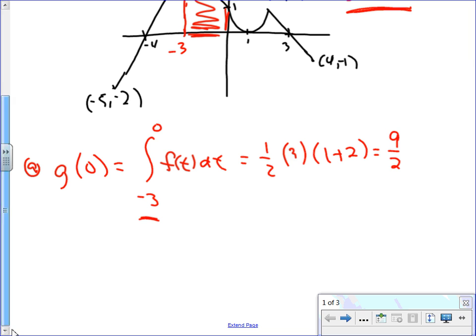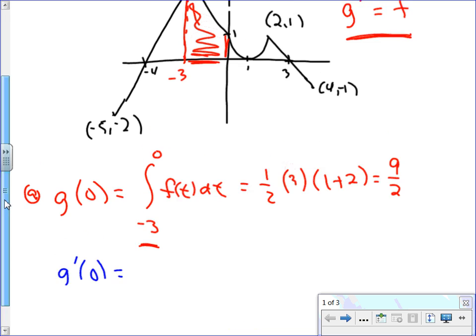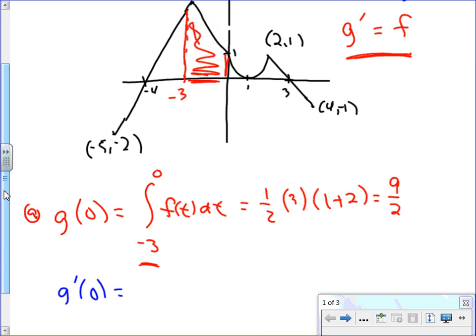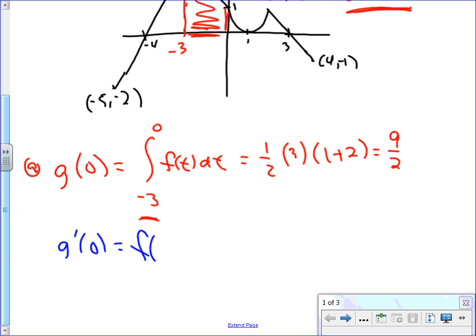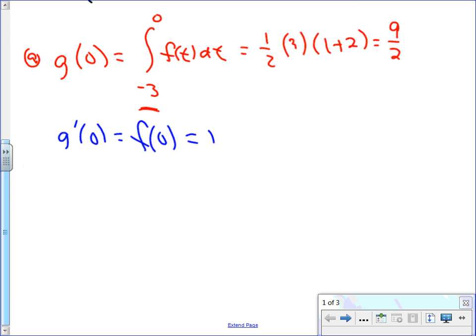Great. Next question, or part of the same question, is G prime of 0. Well, we have identified right at the beginning, first thing we wrote down when we read this problem is that G prime is the same thing as F. So we just replace this and say, what's F of 0? Those are the same answer. And F of 0, you just read from the graph. Go up there and say, what's F of 0? And answer. Okay. Very good.